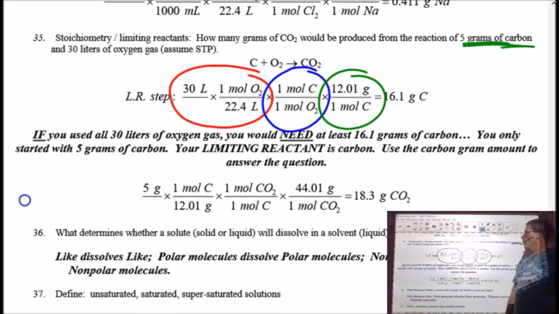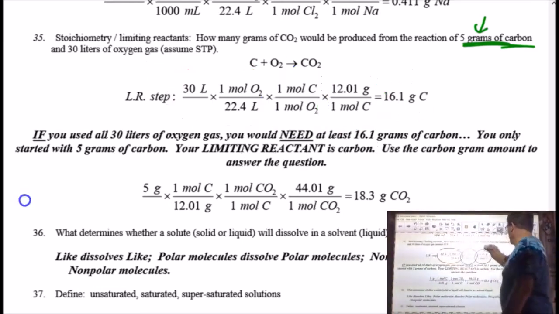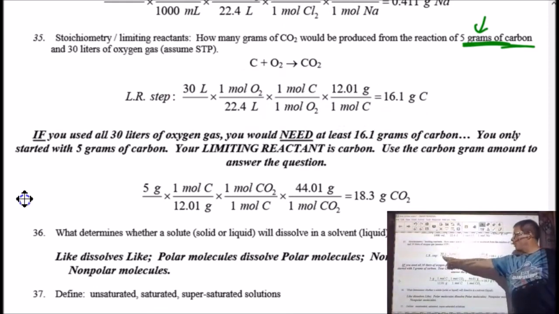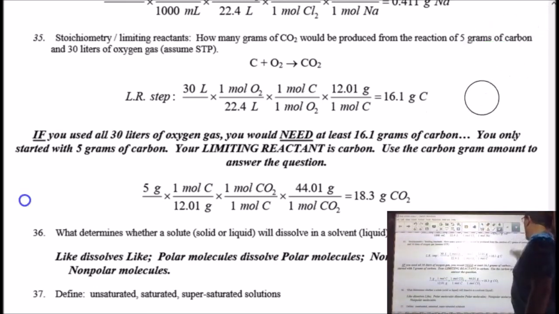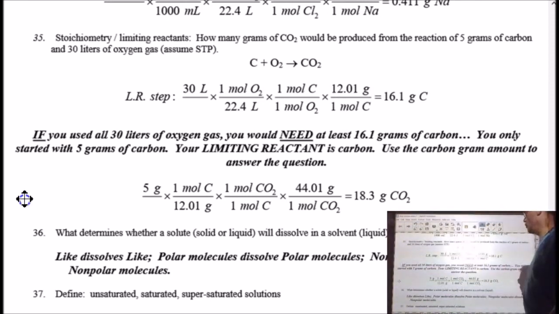So it says it's 5 grams of carbon. So I'm not going to stop at moles. I want to go to the unit. In this case, my desired unit is grams. So I want to change it to grams, even though I started with liters. When I finish with my calculation, it says that if I were to use all 30 liters of the oxygen, I would need at least 16.1 grams of carbon. I don't have 16.1 grams. I only have 5. Therefore, my limiting reactant must be the carbon. Very good. Because if you don't have enough to use all of the oxygen, then we're going to run out of carbon before we have a chance to do that.